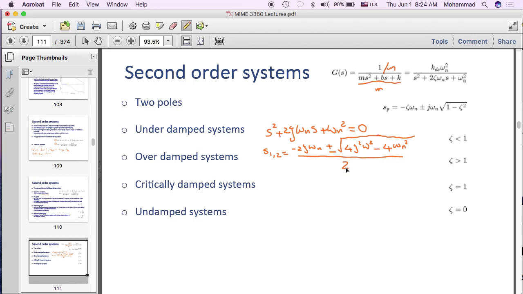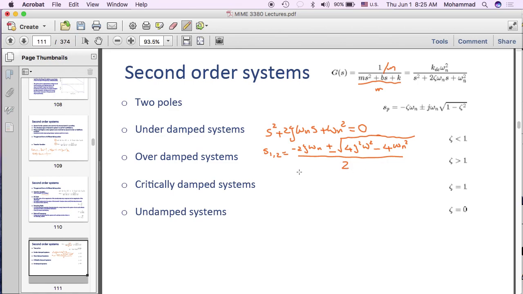Is this correct? Is it minus b plus or minus the square root of b squared minus 4ac, divided by 2a? Is that the formula? For those of you who memorized it. Okay. So that's the formula.